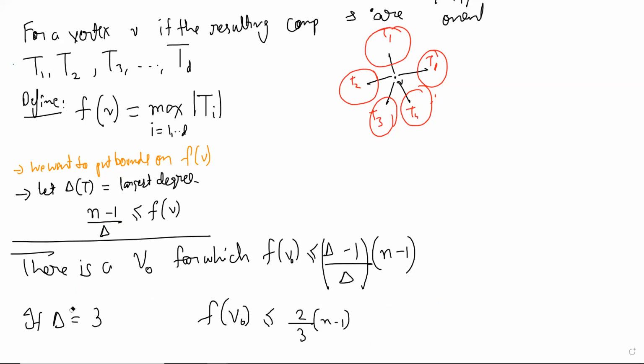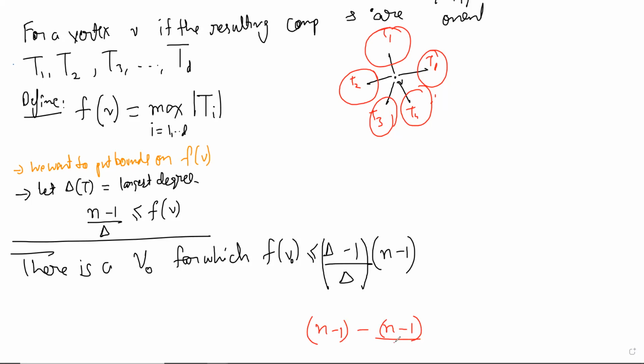Could you tell me the reasoning behind putting this delta minus 1 by delta? I did not think of this. I don't know actually. This is something that I have not actually thought about too much. Right, this is a good question. It will come while we prove it.